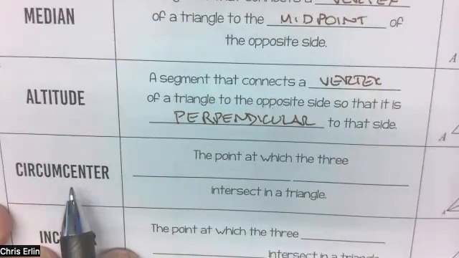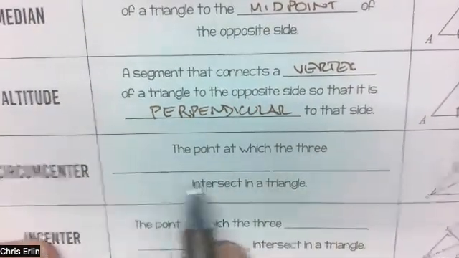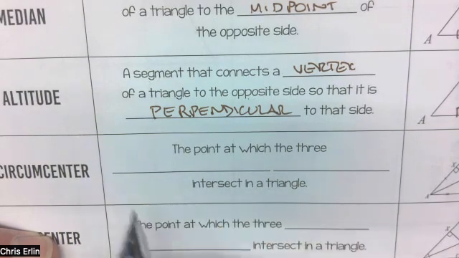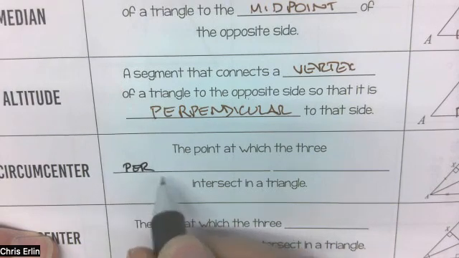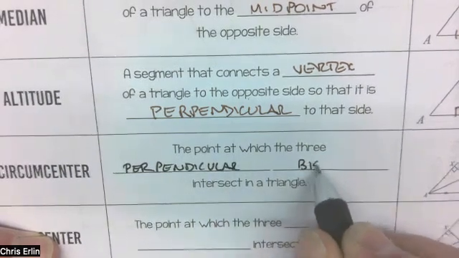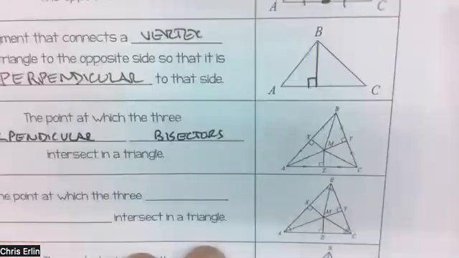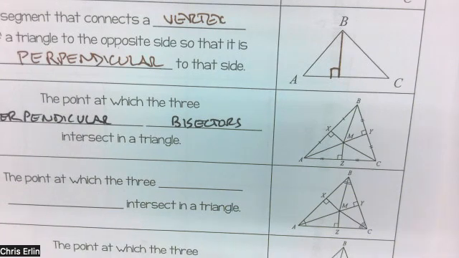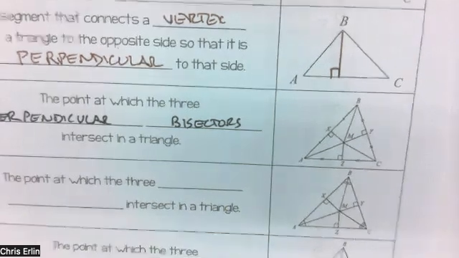So come back to our notes, please. You'll notice just below altitude, it says the circumcenter, that point at which three blanks intersect a triangle. What did we produce to make the circumcenter? Good, perpendicular bisectors. Now, look at the picture they've given us to the right. This is supposed to model a circumcenter, but these are super confusing. Can you state a perpendicular bisector in that triangle?